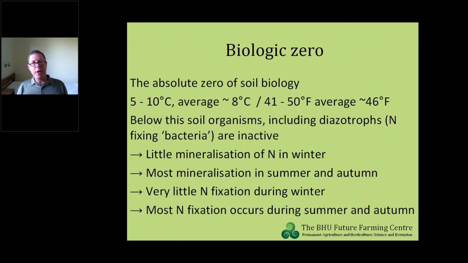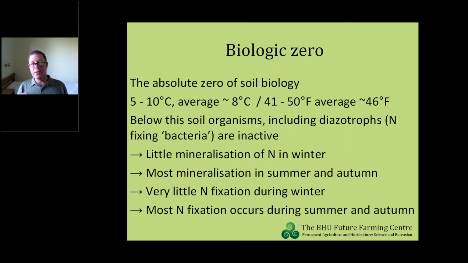There's this concept called biologic zero. So as in physics, absolute zero is when all the atoms stop moving. In soil biology, biologic zero is when the biochemistry stops. And that's around 41 to 50 Fahrenheit, about 46 Fahrenheit on average. And below that temperature, all the soil organisms, including the diazotrophs, the organisms that fix nitrogen, are inactive and not doing any work whatsoever. So we end up with a situation where we've got very little mineralization of nitrogen in winter because it's too cold.